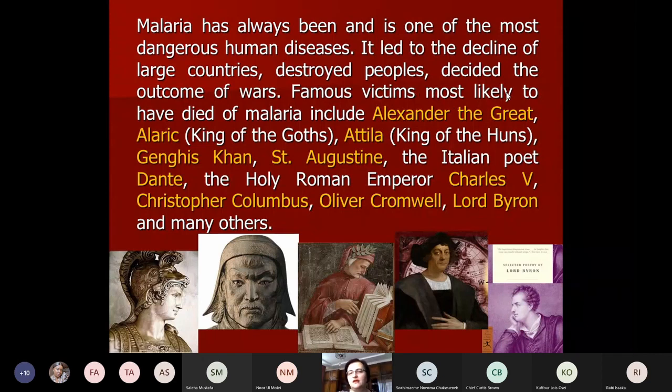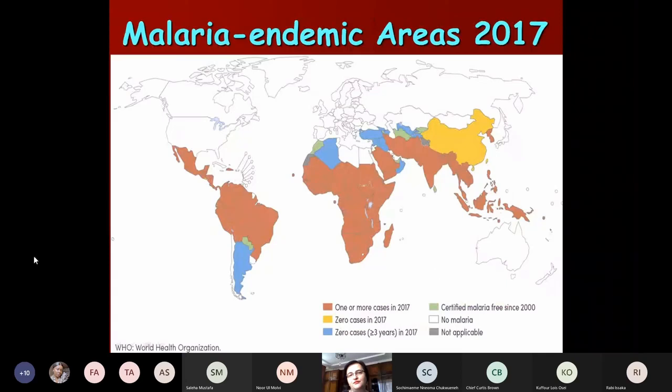Famous victims most likely to have died of malaria include Alexander the Great, Alaric, king of the Goths, Attila, king of the Huns, Genghis Khan, Saint Augustine, the Italian poet Dante, the Holy Roman Emperor Karl V, Christopher Columbus, Oliver Cromwell, Lord Byron, and many others.